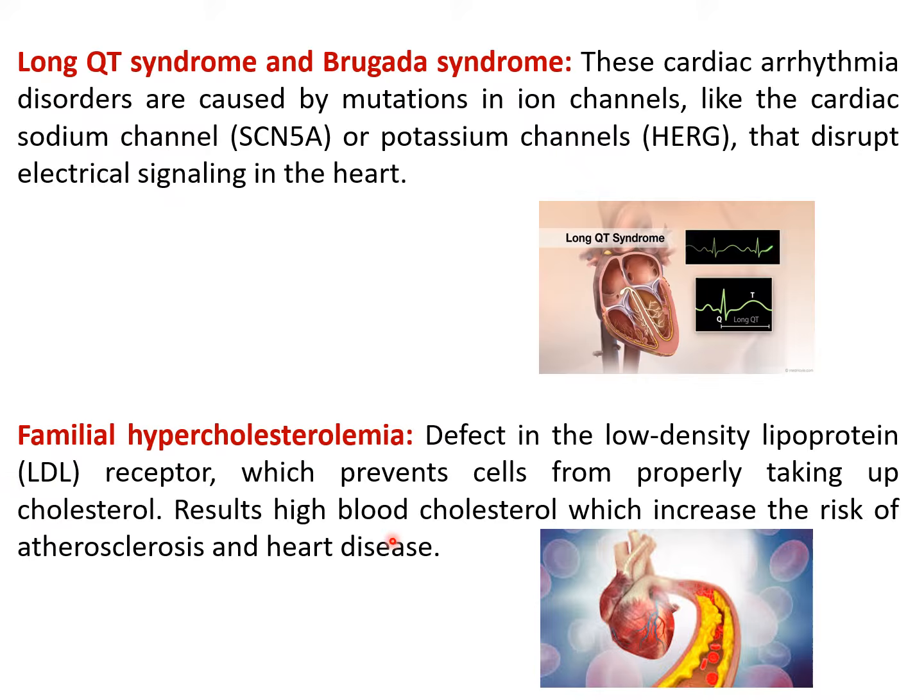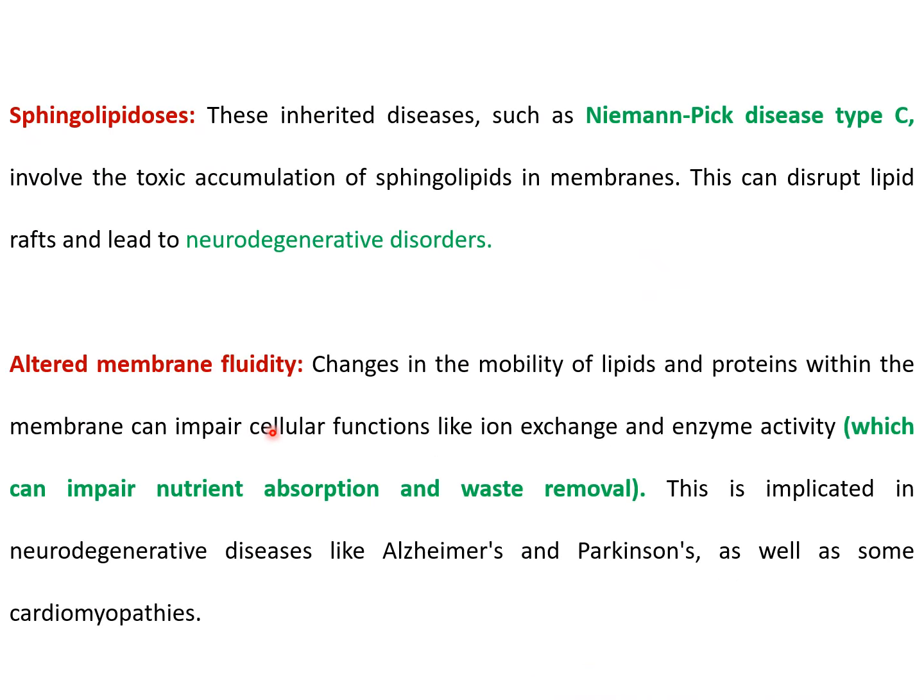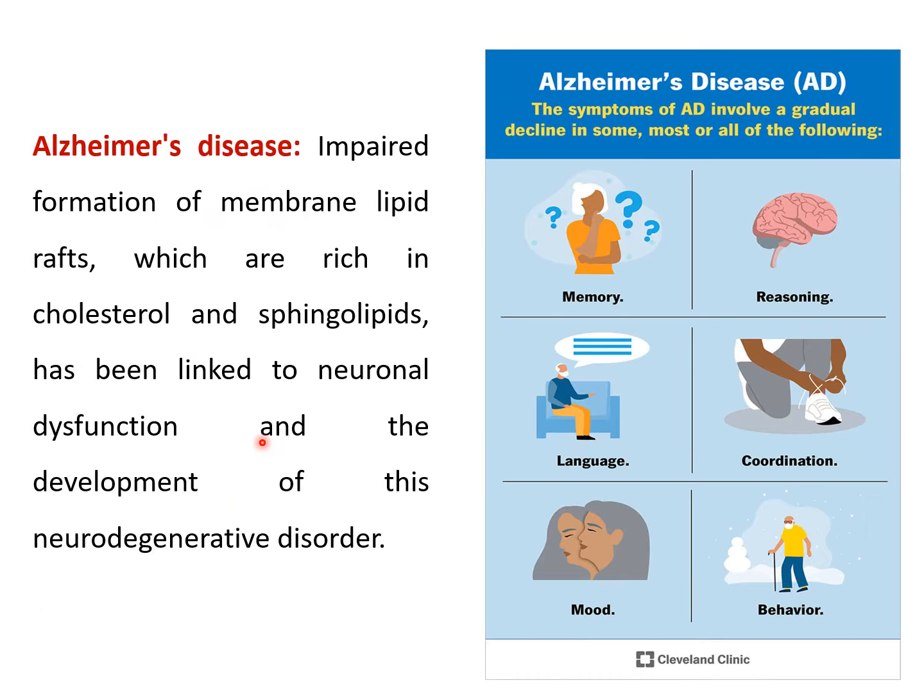Whereas familial hypercholesterolemia, you will be knowing, if there is a defect in low density lipoprotein, that leads to high bad cholesterol, which increases the risk of atherosclerosis and heart disease. And sphingolipidosis: membrane fluidity disturbance. These we will commonly be learning in lipid storage disorders. Niemann-Pick disease leads to neurodegenerative disorders. Alzheimer disease is common if there are any neurological symptoms. In Alzheimer disease, memory, reasoning, language, coordination, mood and behavior will be changed.